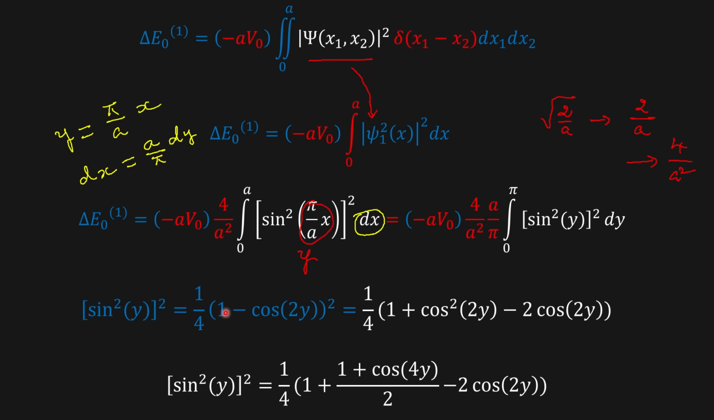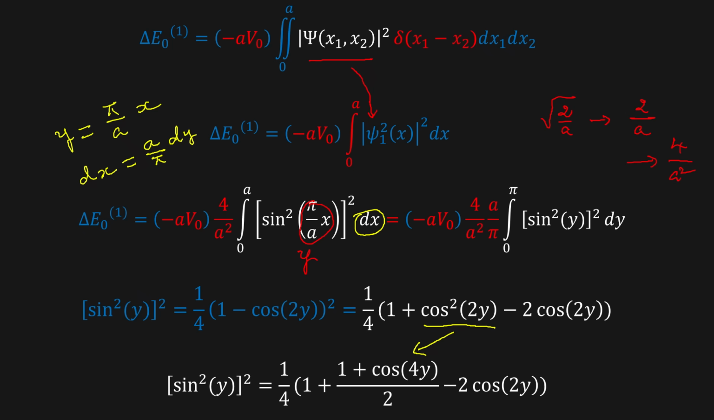2ab means 2, 1, and this minus cos 2y. So we got this one when you square this. So again you have 1 over, cos squared 2y. Cos squared 2y can be written as 1 over 2, 1 plus cos 4y. Or otherwise we can write 1 over 2, 1 plus cos 4y.